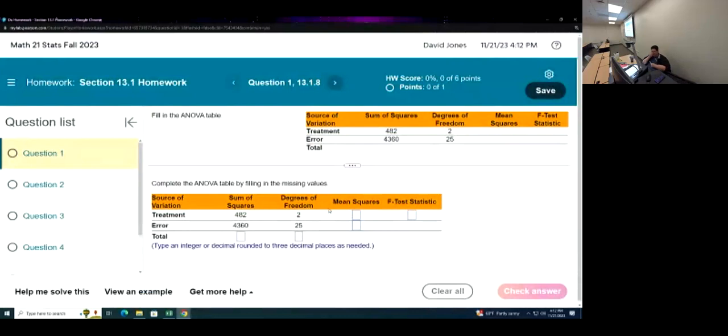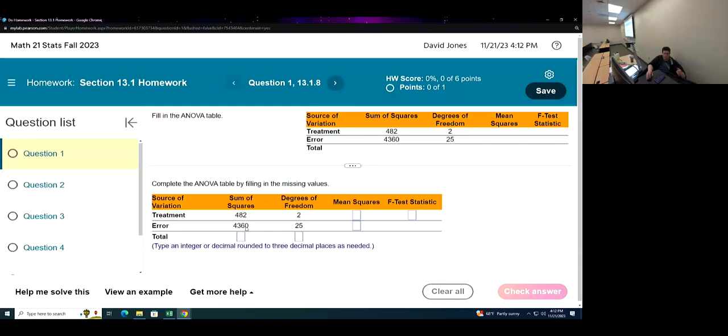Question number 1 has got some stuff going on. Like this is all a bunch of math stuff. How does the program do all the math? Unless you go through the view and example, you're not going to know. What they want you to do on this problem is to find the totals, you add these up vertically.